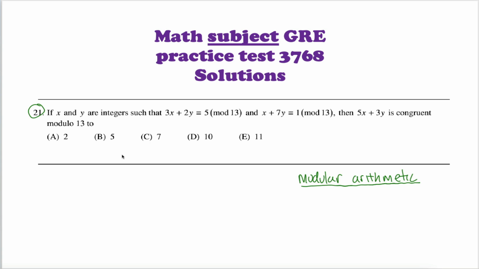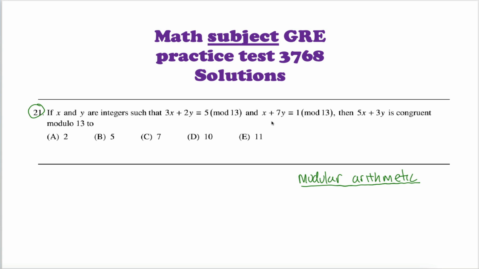So what we're told is that x and y are integers, and 3x plus 2y is congruent to 5 mod 13, and x plus 7y is congruent to 1 mod 13. What we're asked is what 5x plus 3y is congruent to, again mod 13. So first off, I'm sure there's some clever way to figure out what 5x plus 3y is congruent to without ever figuring out what x and y themselves are congruent to.